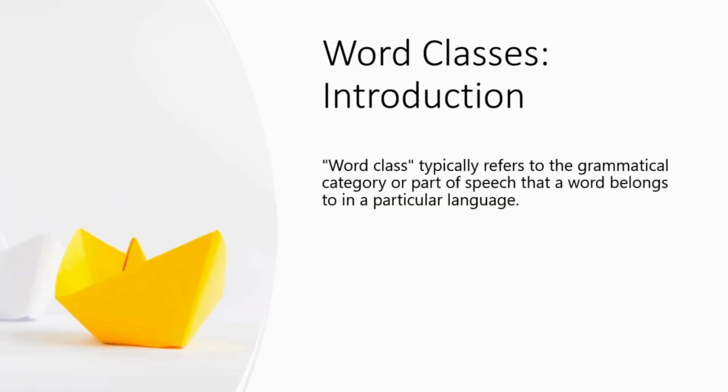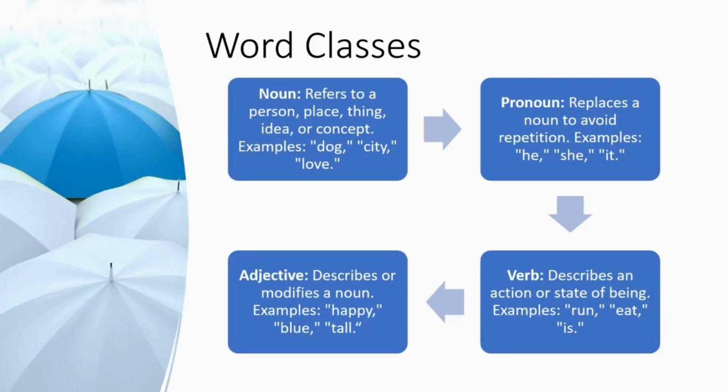Word classes. So what is meant by word classes? Parts of speech are also known as word classes. So I define word classes as typically referring to the grammatical category or part of speech that a word belongs to in a particular language. Similarly, it is a category of the word. So what kind of words these are, what role do they play in a sentence? These are called word classes. So a noun refers to a person, place, thing, idea, or concept. Example, dog, city, or love. There's a video regarding parts of speech, and these word classes as parts of speech have been discussed in detail.